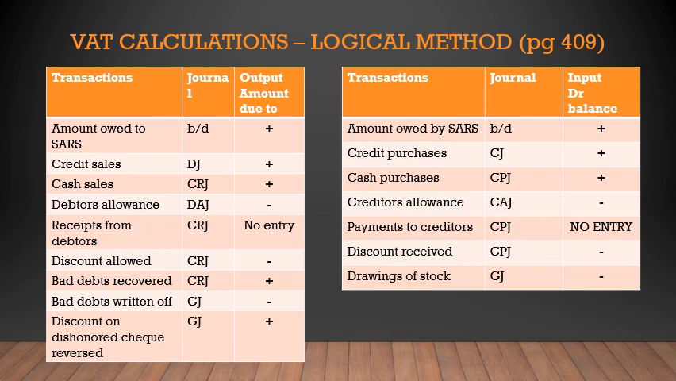For input tax, amount owed by SARS, it increases input. Credit purchases from the creditors journal increase input. Cash purchases from the CPJ increase input. What we have paid, creditors allowance CAJ, decreases.